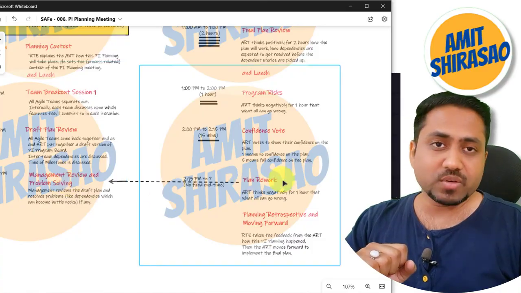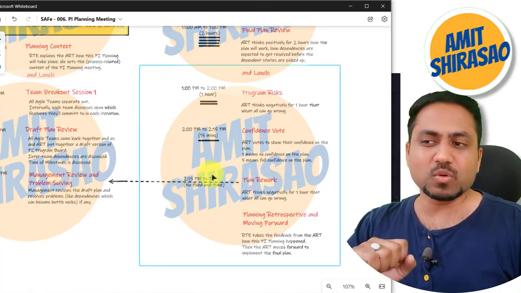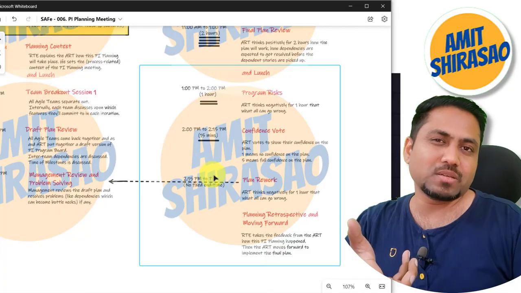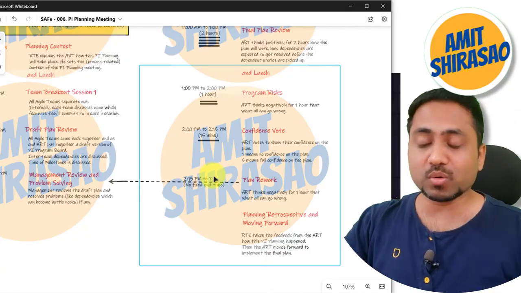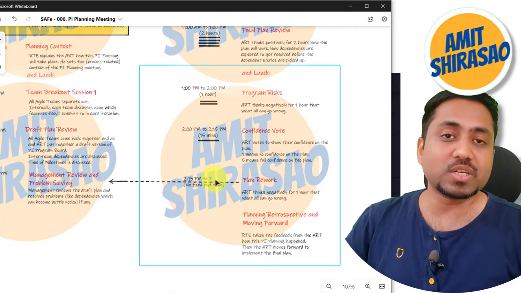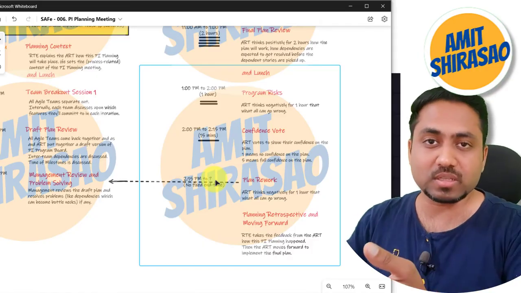So this plan rework happens. It can extend up to half an hour, up to 1 hour, up to 1.5 hours also, I don't know. That is why there's a question mark. Even in the material, if you see, it is a question mark there as well.